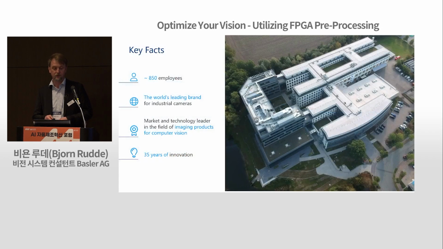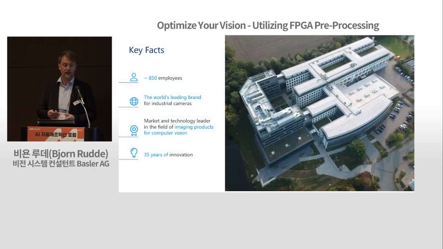But first of all, I would like to give you some key facts about our company Basler. I'm coming from the German subsidiary in Europe, being here to present this explanation on how to optimize FPGA preprocessing. We have above 800 employees right now, and we are a well-known brand in machine vision. And we have 35 years of experience with machine vision itself.